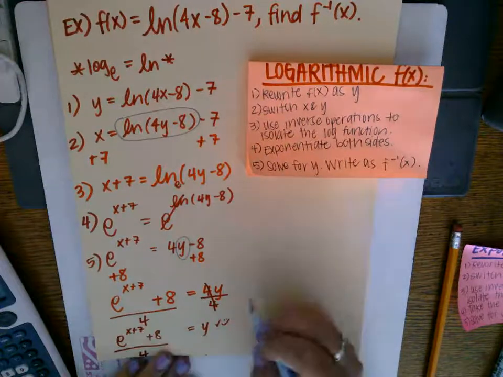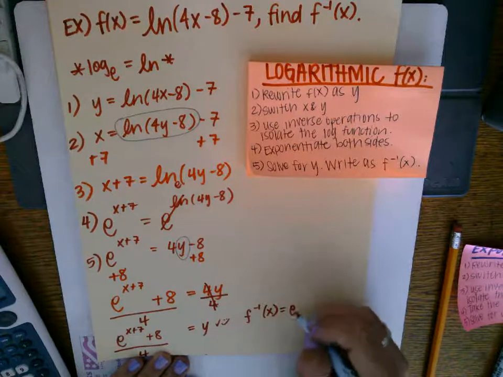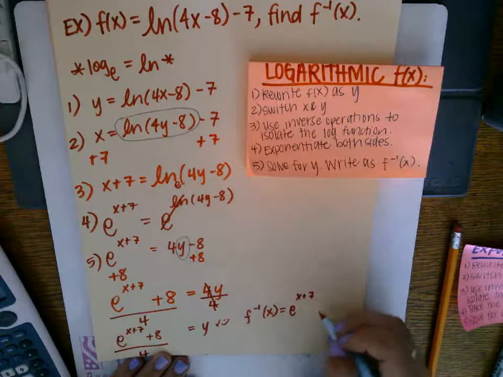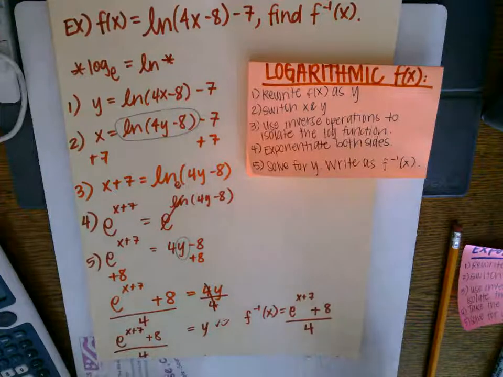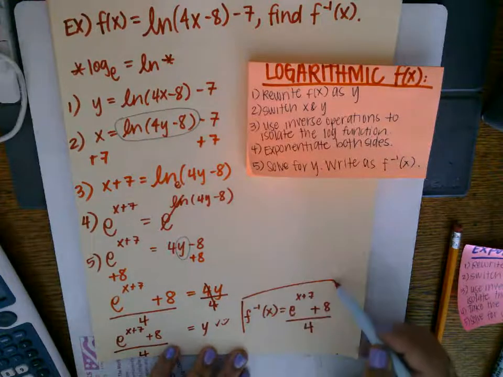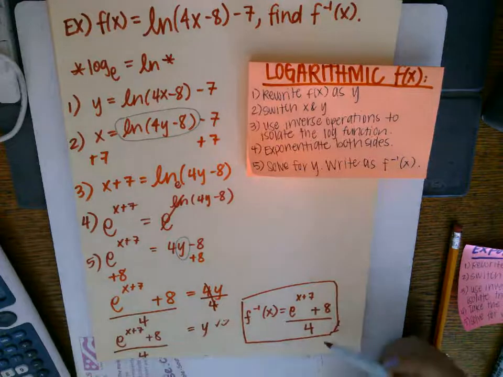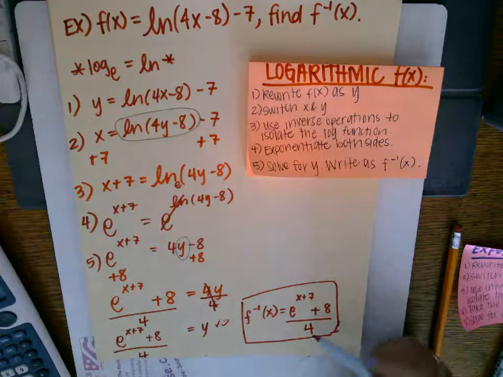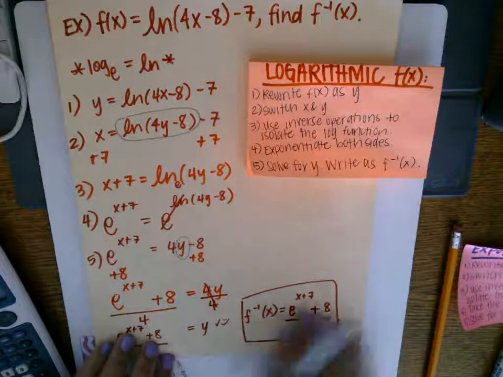Don't forget to use our function notation. f inverse of x is equal to e to the x plus 7, plus 8, over 4. If you wanted to reduce this 8 and 4, that is fine. However, know that 4 is the denominator of e to the x plus 7 as well. So usually we're just going to keep it like this.